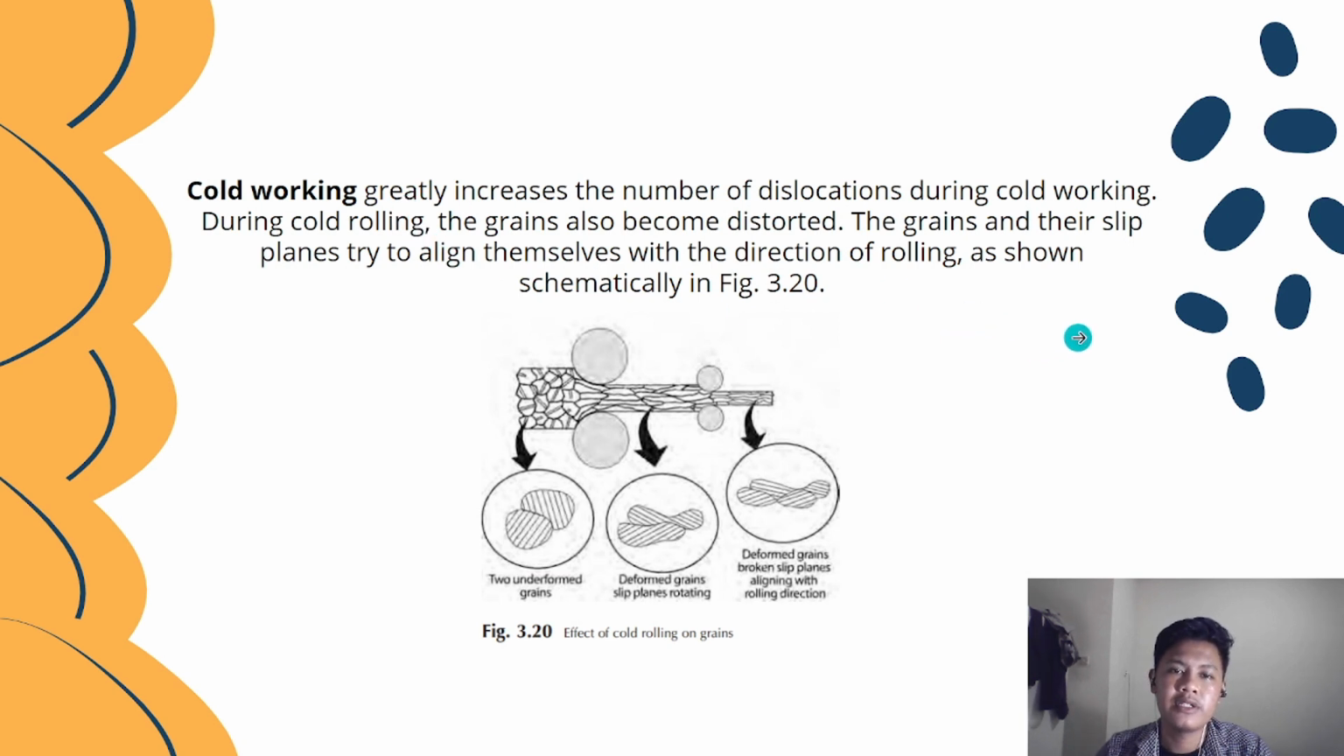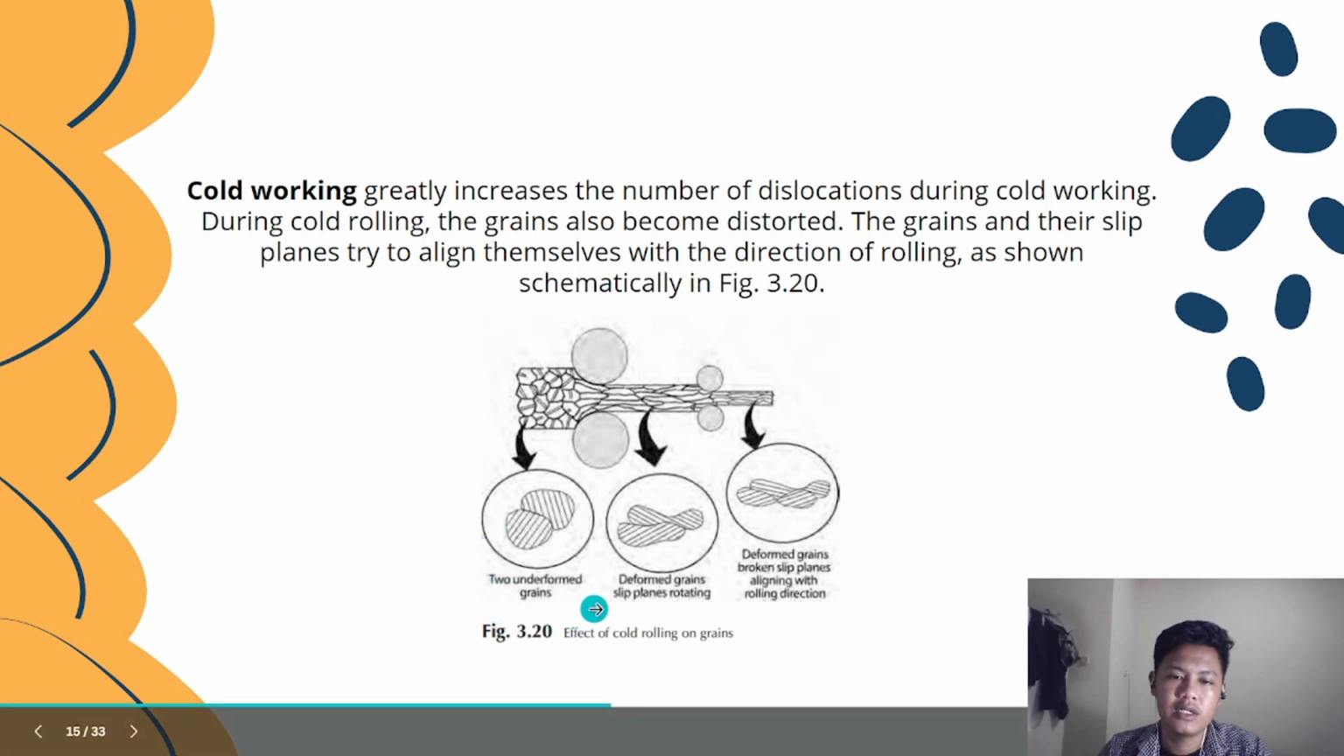And the next is cold working. Cold working greatly increases the number of dislocations. During cold rolling, the grains also become distorted. The grains and their slip planes try to align themselves with the direction of rolling, as shown schematically in this picture. And you can see how a material becomes stronger from cold working. Here are two undeformed grains, and then in the deformed grains the slip planes rotate, and the final is the deformed grains with broken slip planes aligning with the rolling direction.